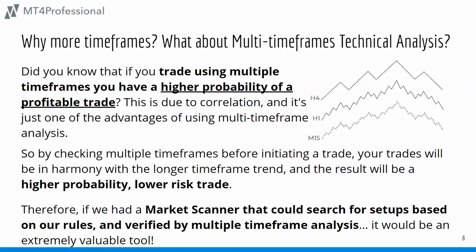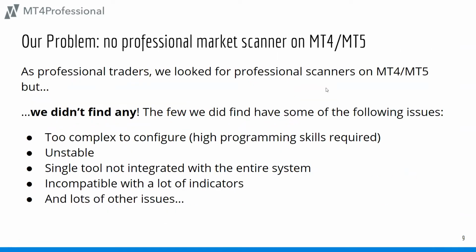So if a scanner could scan that for you, if it could look for these directional trades, higher probability entries going in the direction only of that longer term trend, it would be an extremely valuable tool, wouldn't you say? So the problem was, as professional traders, we looked around and could not find a single one that met our needs. We found a few that met these conditions, but they were too complex to configure, which meant you had to have someone as smart as Claudio to sit down and program it for you. It was unstable, or it was a single tool that didn't really integrate with the entire system.